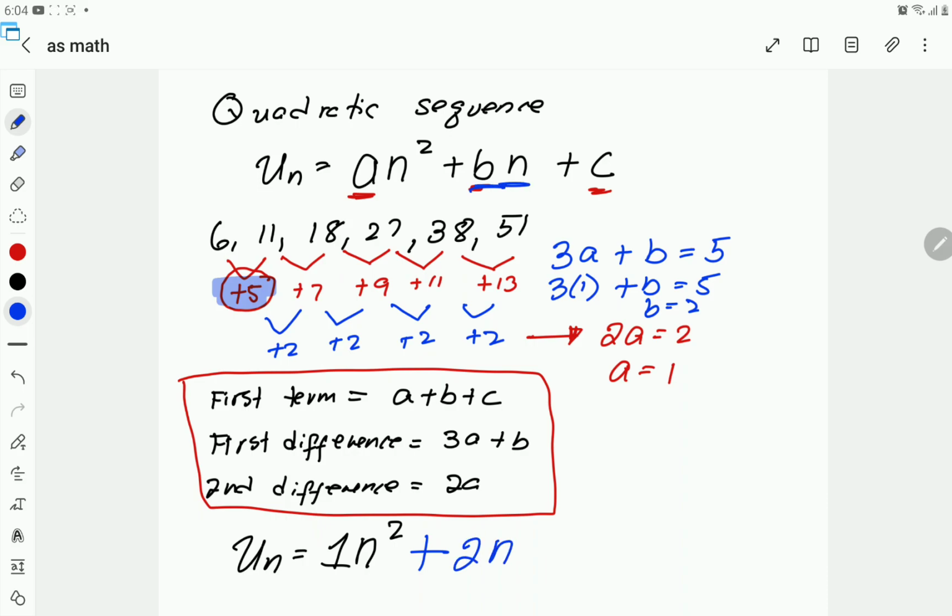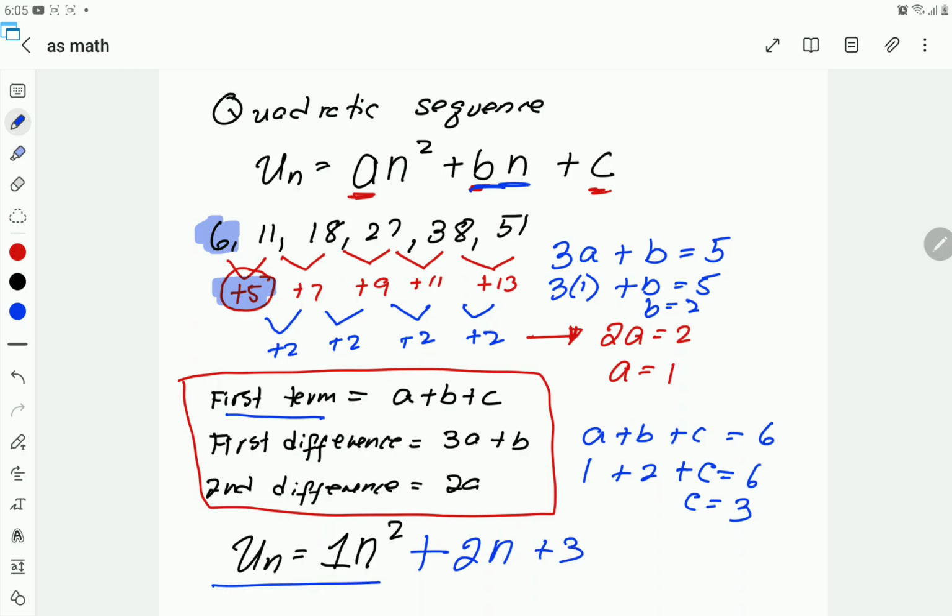And now we need to find the c. The c is the first term, which is 6. So a plus b plus c is equal to 6. But a is 1, b is 2, c is missing. So therefore from here, c is 3. So therefore our equation now is this. Hopefully this one is clear.